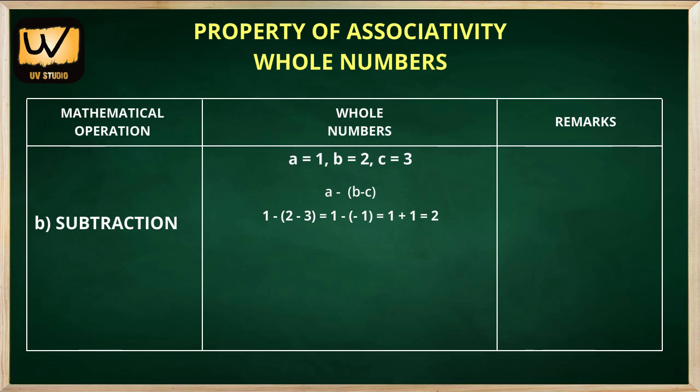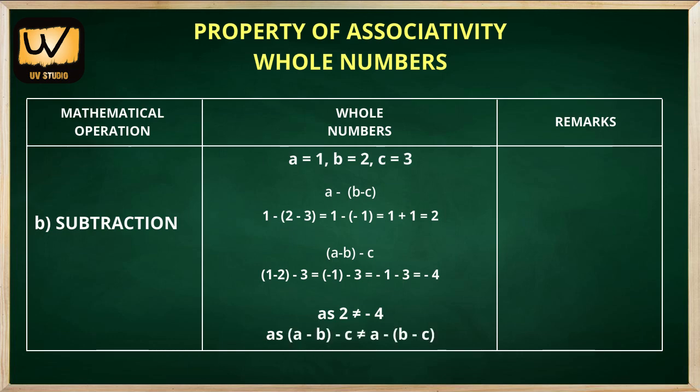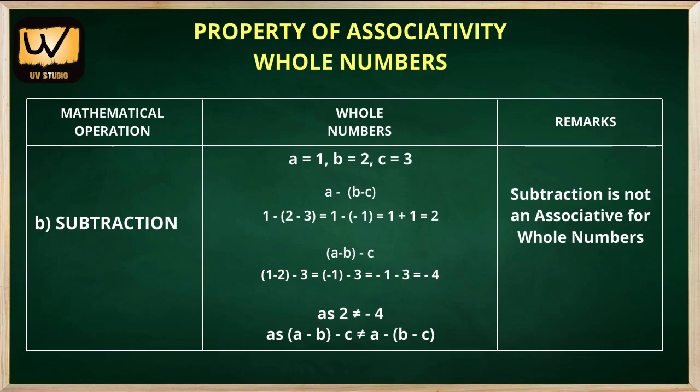Now let us consider the right hand side. It will be in brackets 1 minus 2 and outside the bracket minus 3. In the next step, how much is the bracket? Minus 1 and outside the bracket minus 3. So minus 1 and minus 3 will give you minus 4. Now LHS was 2, and RHS is minus 4. As you can see, A minus B in brackets minus C is not equal to A minus into brackets B minus C. And if they are not equal, what is the remark? Subtraction is not an associative property for whole numbers.